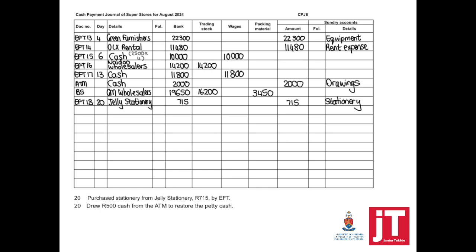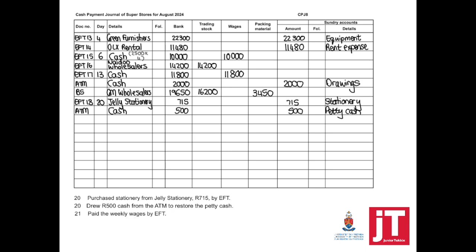On the same day, drew 500 cash from the ATM to restore the petty cash. So cash was taken from the ATM. That's why we've got cash and ATM. How much? 500. And this was so that we can put it into our petty cash, which was 500.